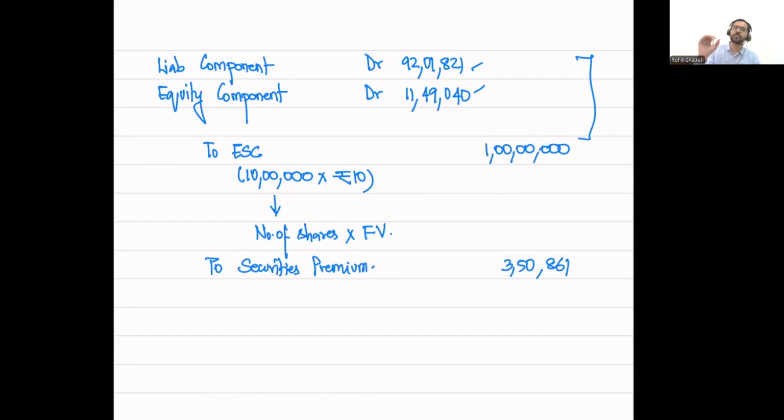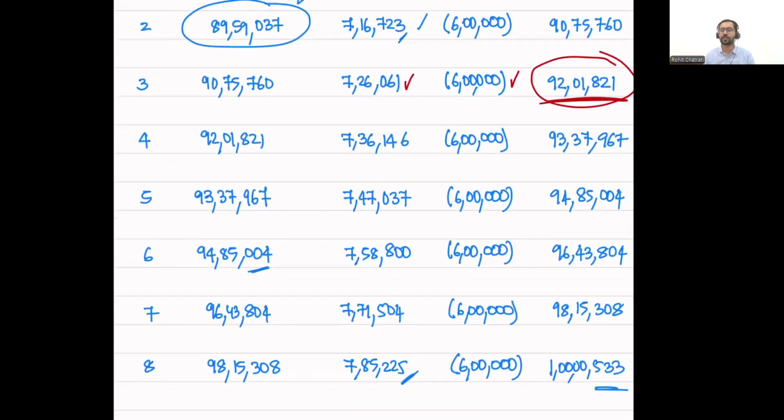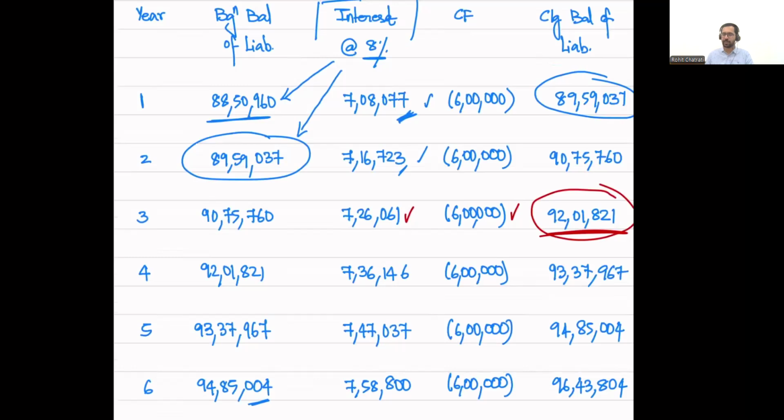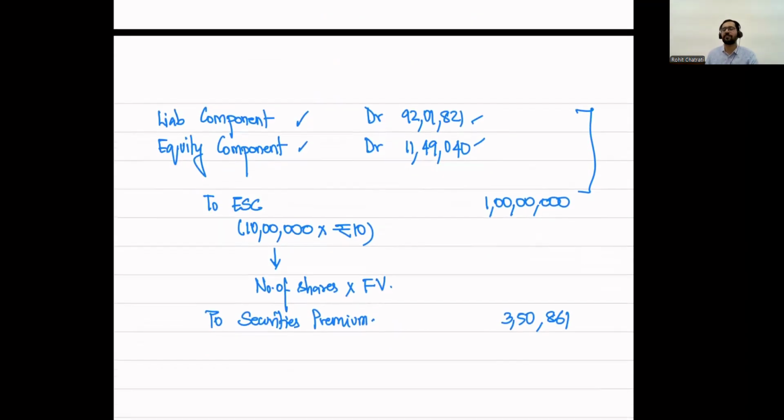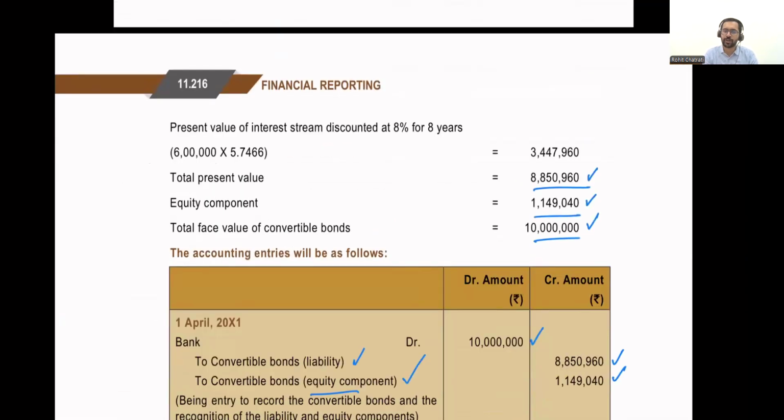So what are we going to do? If it is getting converted at the end of third year, I will be de-recognizing my liability component and equity component at book value. The liability component at book value at the end of third year is 92 lakh 1,821. The book value of the equity component does not change every year. Whatever was the book value of the equity component on day zero, it's the same at the end of third year also. So we debit the equity component by 11 lakh 49,000, and we credit share capital based on the number of shares that we are issuing multiplied by the face value. Any difference will be recognized in securities premium.